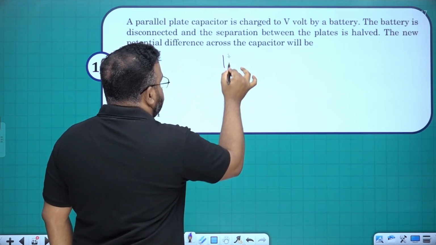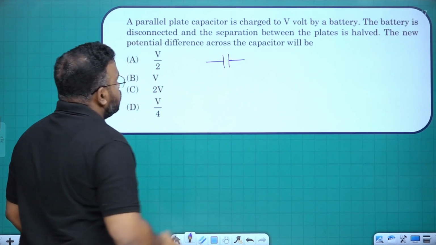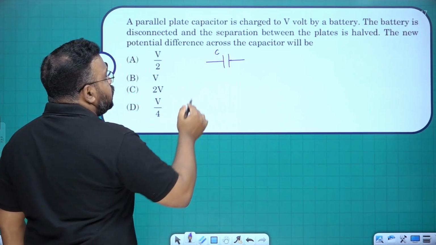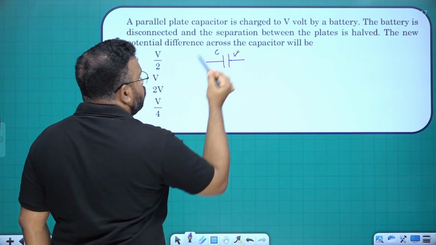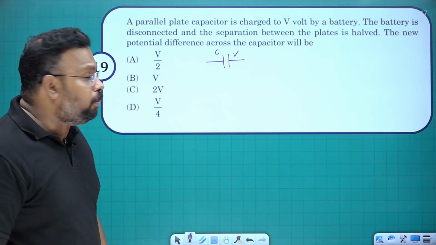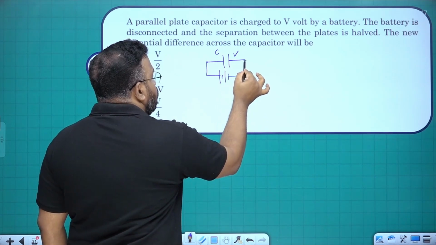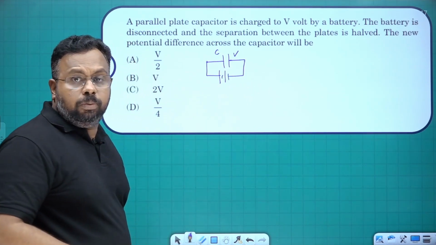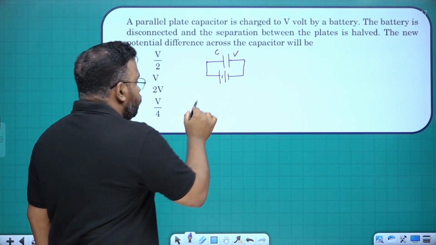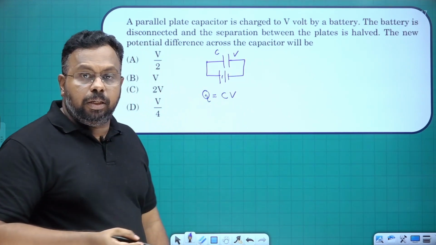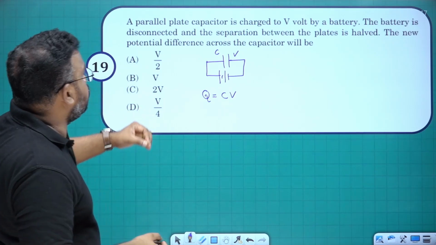There is a capacitor. Let us take the capacitance as C. It's charged to a volt V by a battery. So there is a battery, then there will be charge on it, no? How can you find the charge? Q is equal to CV. This is the charge on it. Understood? Yes. Now after that, what are they doing?